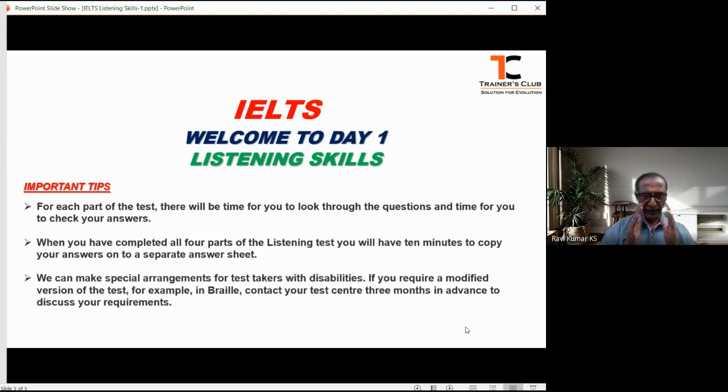Then, for each part of the test, there will be time for you to look through the questions and time for you to check your answers. Right? For each part of the test, you'll be given a certain time. You will have to go through the questions and also answer them within that short period. I will let you know how to do it when I make you listen to the practice test.